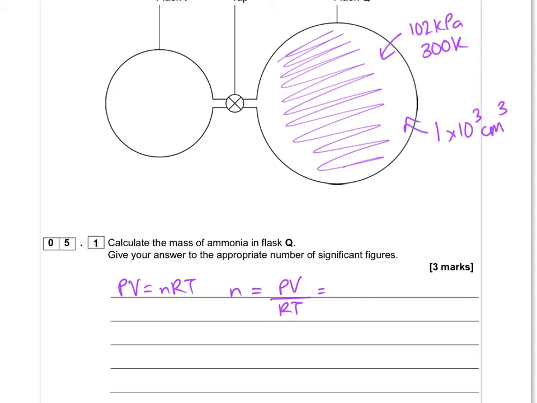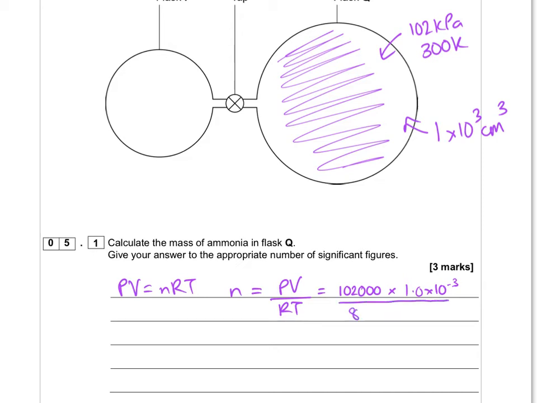Be careful substituting your numbers in. Make sure you're putting them in the right units. The biggest mistake made with ideal gas equation questions is that people don't convert the units. So pressure needs to be in pascals. So to go from kilopascals to pascals, you times by 1,000. Volume needs to be in metres cubed. So to do that, we divide by 1,000,000. So if I divide this by 1,000,000, it becomes 1.0 times 10 to the minus 3.